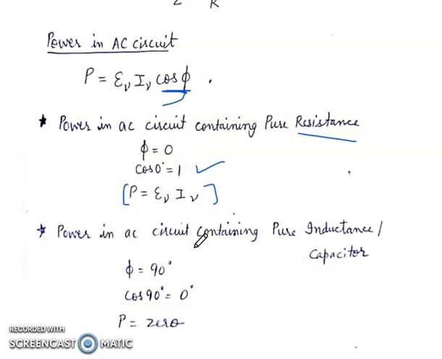Second, power in an AC circuit containing pure inductance or capacitor. Here the phase difference between current and voltage in both these cases will be 90. Phi is equal to 90, cos 90 is 0, so power is 0. No power is consumed in an AC circuit containing pure inductance or pure capacitor.